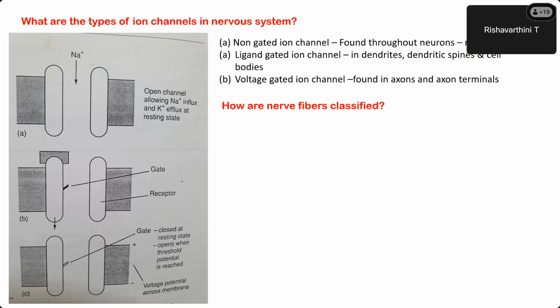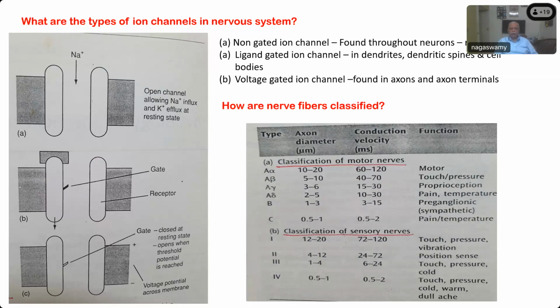Whether it is motor or sensory, it decides on the size and all these things which come under the ABC classification. So you can classify them based on the axon diameter as motor and sensory, and under the motor it comes as A alpha, beta, gamma, delta, and B. C fibers mainly transmit pain and temperature sensation, whereas the sensory nerves are classified into Roman numerals 1, 2, 3, and 4.